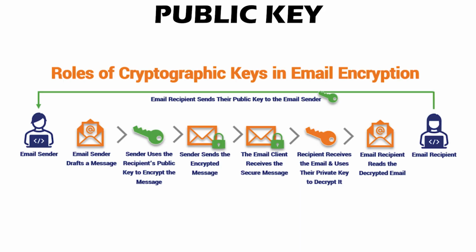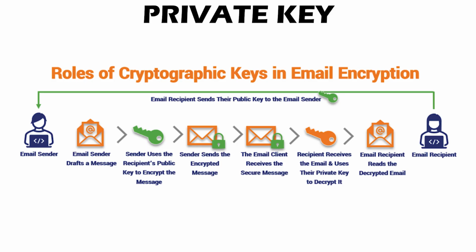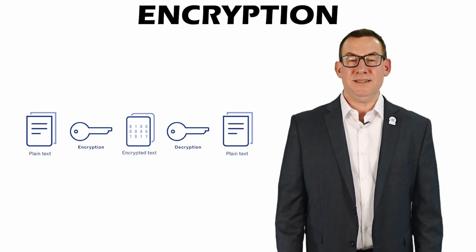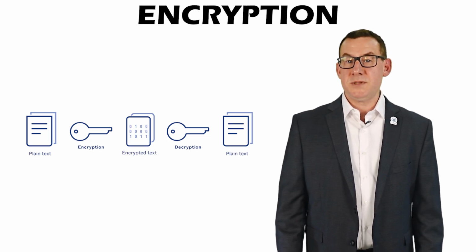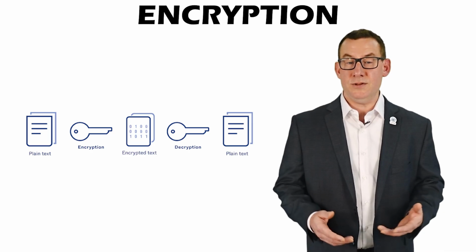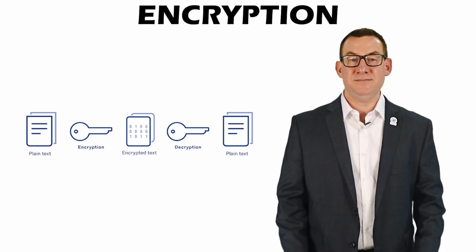A public key. A public key is used to encrypt data that only the matching private key can decrypt. A private key. A private key is kept secret and used to decrypt or digitally sign data. Encryption. Encryption converts readable data into ciphertext to protect information.